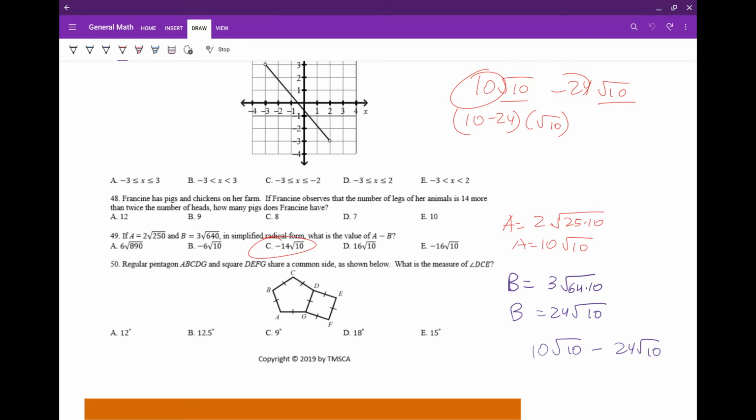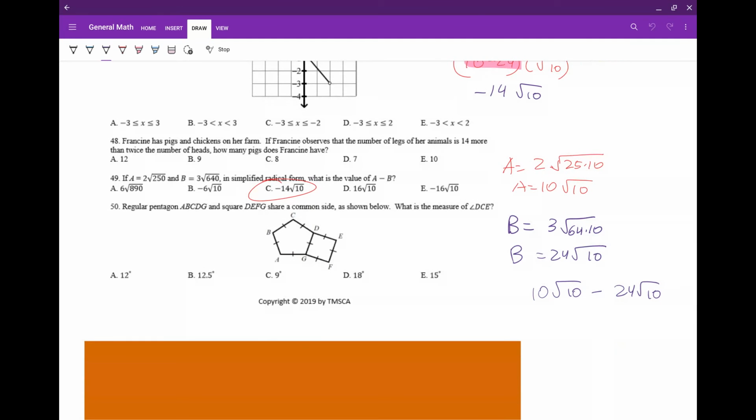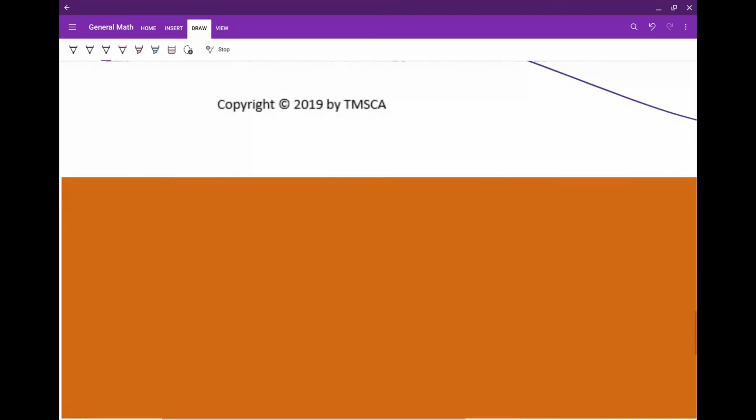And so when you combine it, you get this, and that's equal to negative 14 times the square root of 10. You get your answer choice C again. And so because of that, you can just subtract these two. You get 10 minus 24, that's negative 14 root 10. Yet again, you get answer choice C. So 49 is answer choice C.